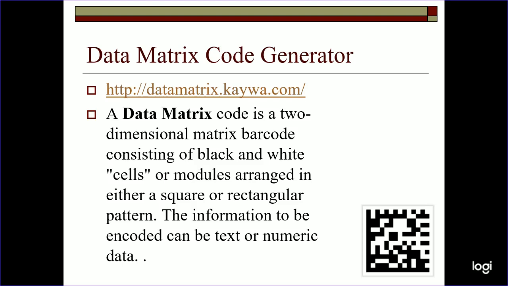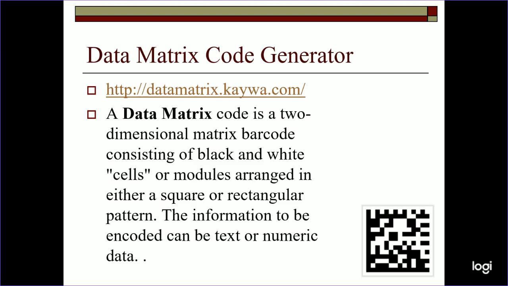So a data matrix code is a two-dimensional matrix barcode consisting of black and white cells or modules arranged in either a square or rectangular pattern. The information to be encoded can be text or numeric in data. So this is a different deal too. Code 39, we had alpha and numeric and a couple of symbols. UPC, I only get the numeric. Data matrix, I now can get anything in the ASCII table. So that's any key that's on a computer keyboard, I can generate that character using data matrix code.